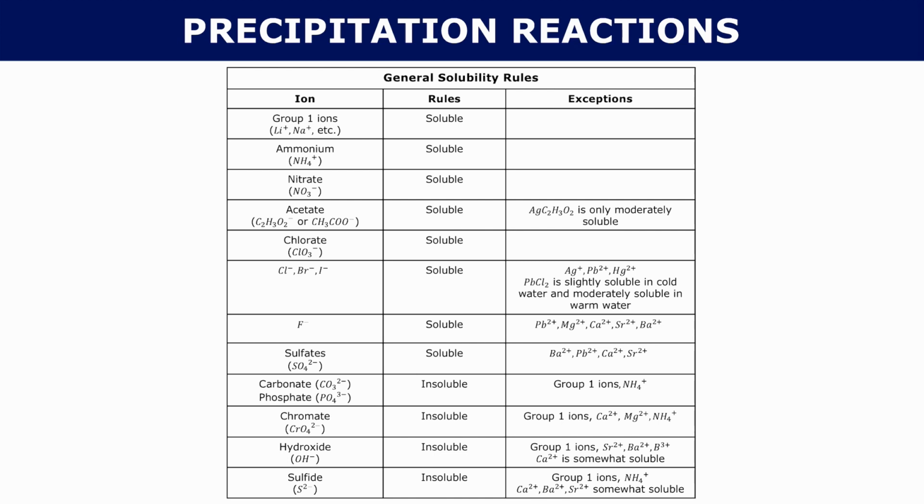So for example, group 1 ions are always soluble and there's no exceptions for that. But if you look at something like chloride, bromide, or iodide, you're told that they're always soluble unless they're with silver, lead, or mercury. And you also have certain weirder exceptions that come up, especially on these tests. And they're told here, something like lead chloride is going to be slightly soluble in cold water and moderately soluble in warm water. Okay, let's do a bit of practice with this.